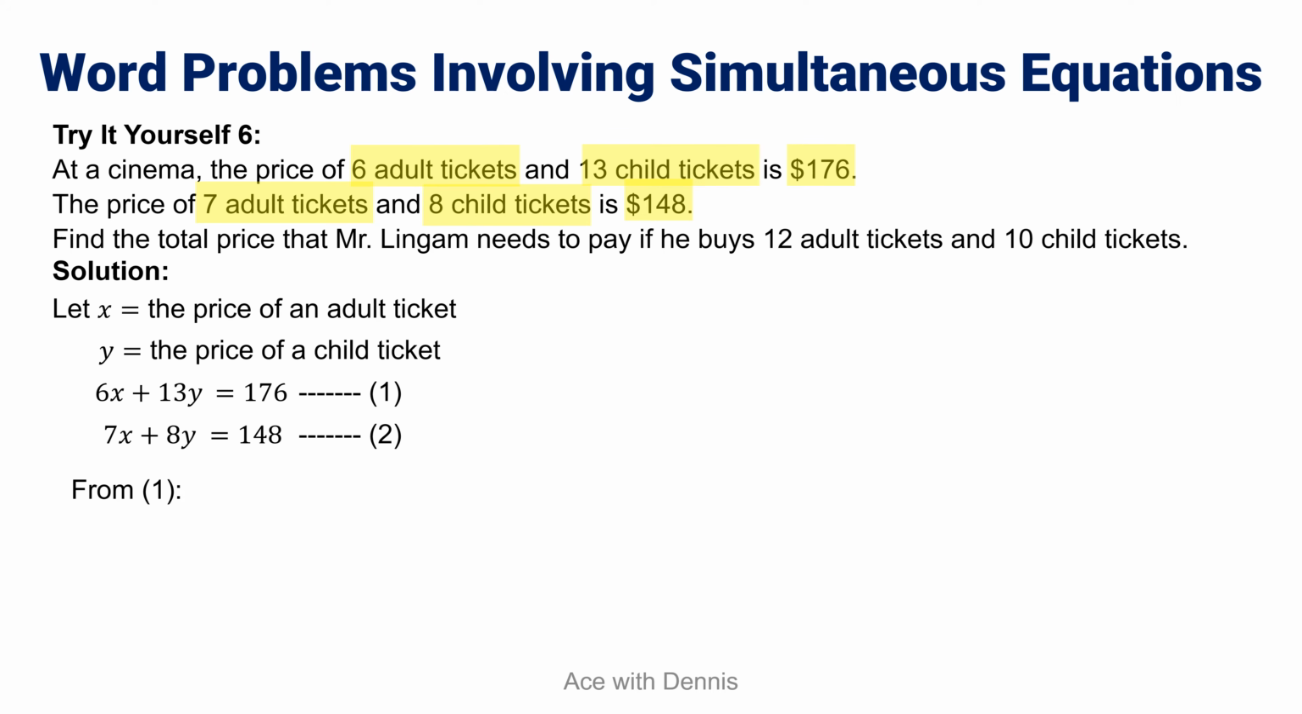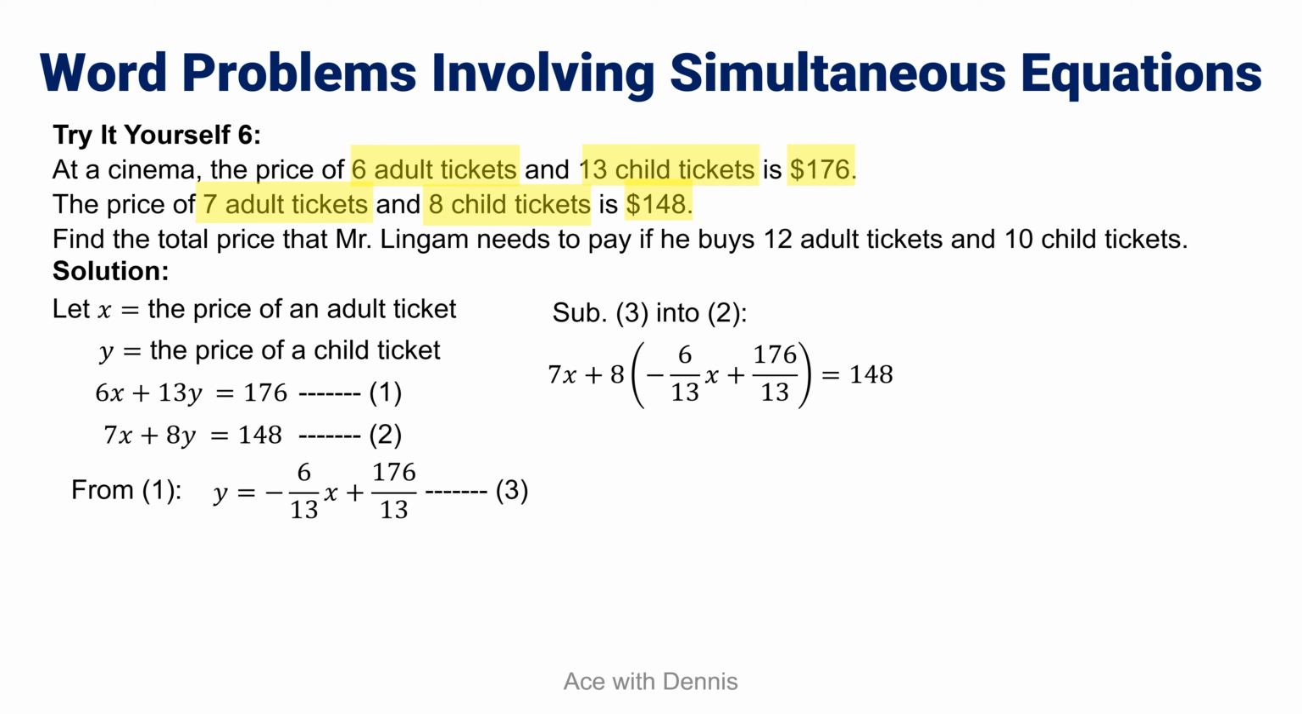So I will say from equation number 1, I want to make y the subject. So y will equal negative 6 over 13x plus 176 over 13. I will label this as equation number 3. So from here, I will substitute equation number 3 into equation number 2. Hence, it becomes 7x plus 8 bracket negative 6 over 13x plus 176 over 13 equals 148.